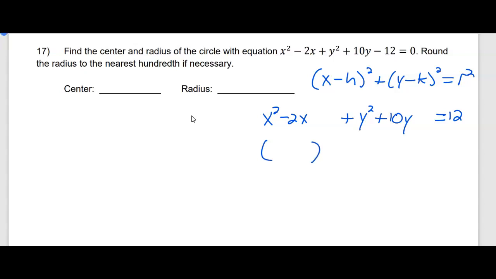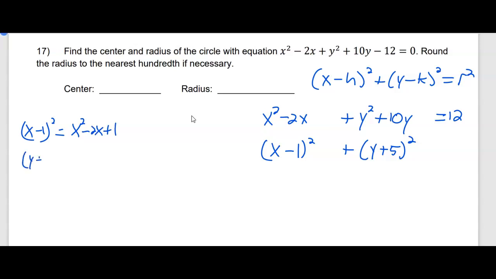Half of the negative 2 is negative 1. We know the completed square form. Similarly with the y, half of 10 is 5: y plus 5 squared. However, (x minus 1) squared is x squared minus 2x plus 1, and (y plus 5) squared is y squared plus 10y plus 25.